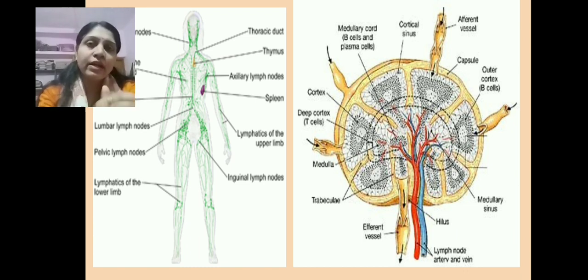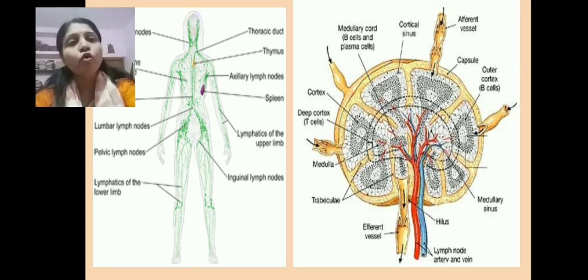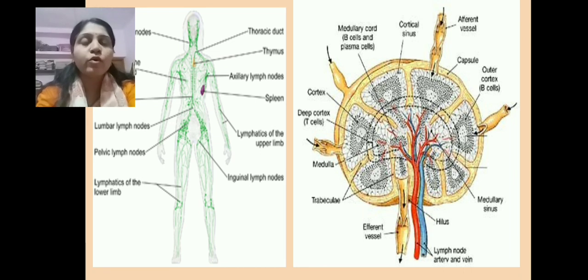This hilus is connected with another important vessel, which is called the efferent vessel. Now here, through the arrow, the movement of the lymph within the lymph node is shown. The lymph enters, and it percolates firstly through the cortex, then through the paracortex, and then through the medulla. It is then removed from the lymph node through the efferent vessel.